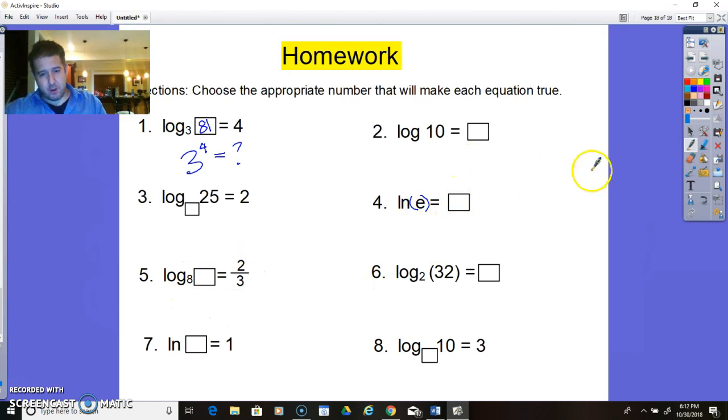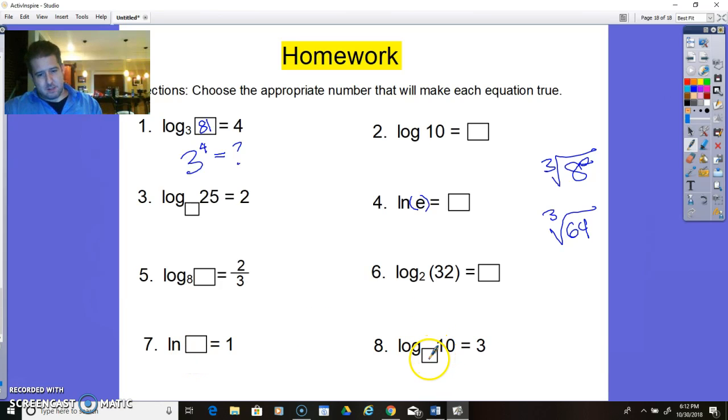8 to the 2/3. Okay, so now 8 to the 2/3, like that. So 8 times itself is 64, so cubic root of 64 is 4. 4 times 4 is 16, times 4 again is 64, so that's actually 4. 2 to the what power is 32? That's 5. e to the 1st power is e.